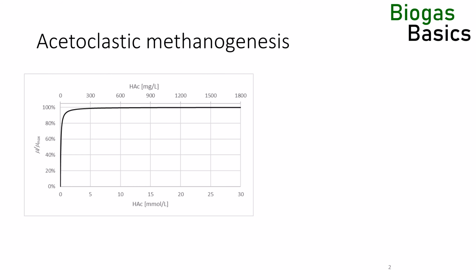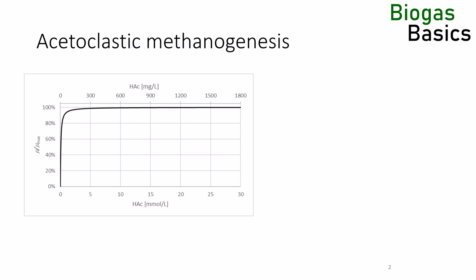There are two methanogenic pathways, the hydrogenotrophic and the acetoclastic pathway. Methane can be made from CO2 and hydrogen or from acetic acid. The acetoclastic methanogens are slower growing than the hydrogenotrophic methanogens and more inhibited by ammonia. I will only focus on them for now. Almost all methanogens can make methane from hydrogen and CO2, but not all methanogens can make biogas from acetic acid.